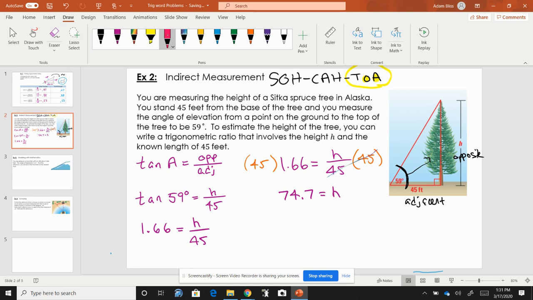For our final answer, the height of the tree is about 74.7 feet. Right. Make sure you use units. All right. We're trying to find the height of something. So what units are we using?